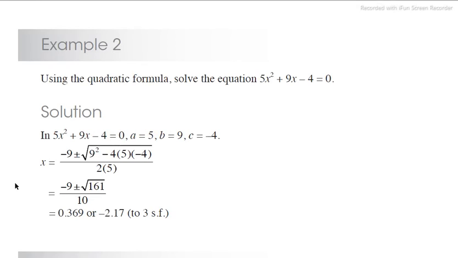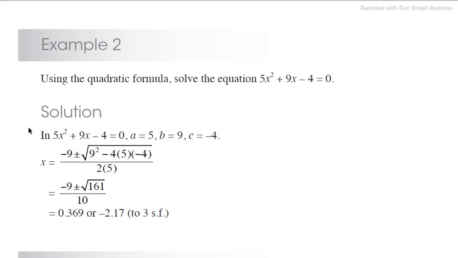In example 2, we are told to use the quadratic formula to solve the equation 5x squared plus 9x minus 4 equals 0. The same thing we've done in example 1 is what we shall apply in example 2. The first step, you write the quadratic formula. After writing the quadratic formula, you now compare the general equation with the given equation in the question. The general equation is ax squared plus bx plus c equals 0.